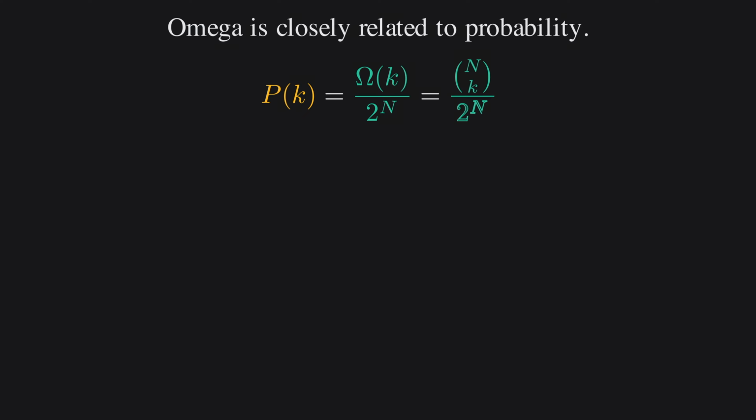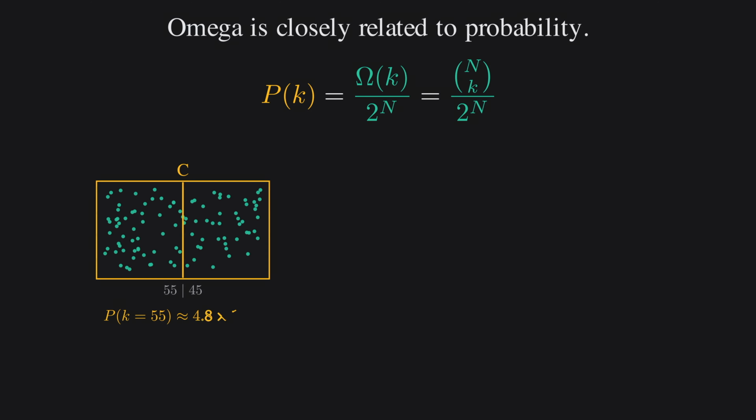Omega is, in fact, closely related to probability. We just need to divide by the total number of arrangements. We think each configuration is equally likely. If we compare the three examples, the probability of k equals 55 is about 4.8%.